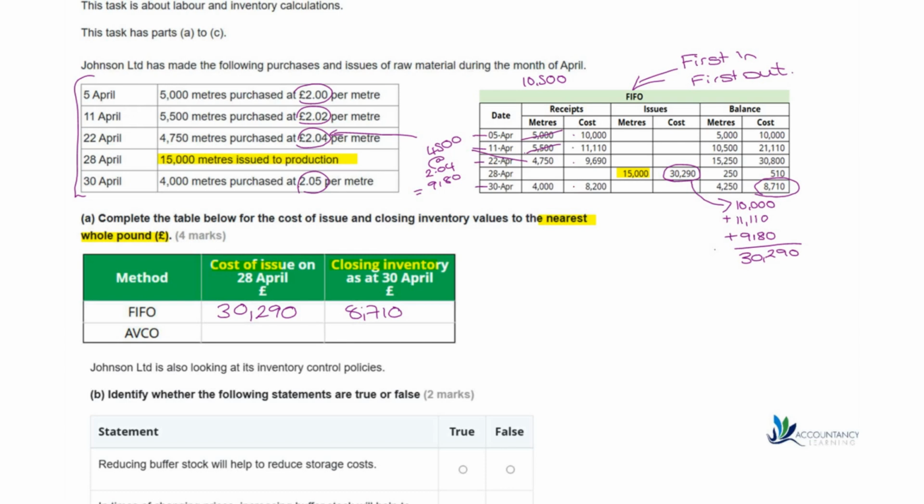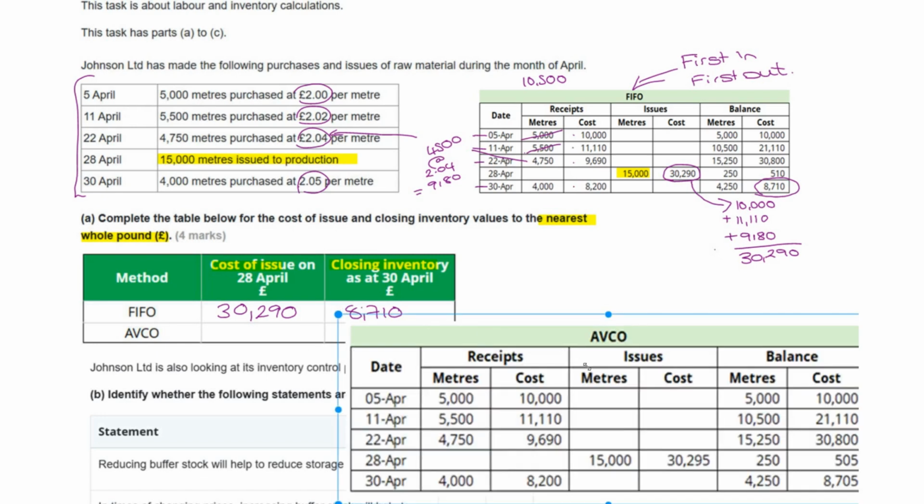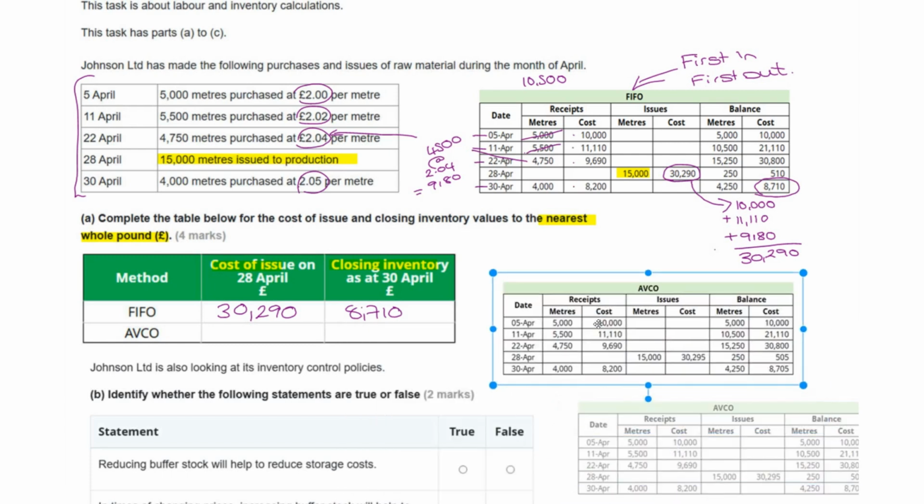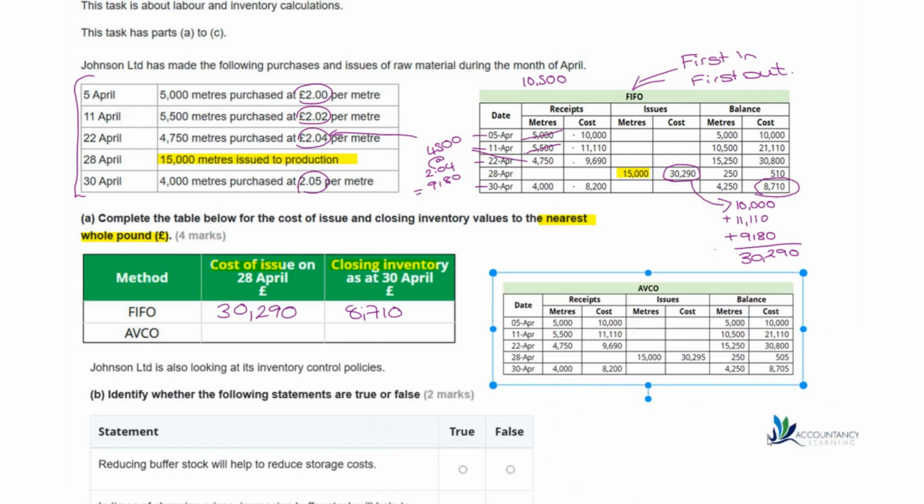Now if we're going to do it for AVCO, we'll do the same thing. So let's have a look at the table that I've drawn out. So again, you can see the receipts here are the same. So now let's look at this 15,000 metre issue to production. This time we're using AVCO. Now AVCO is the average weighted method. So this is our average method.